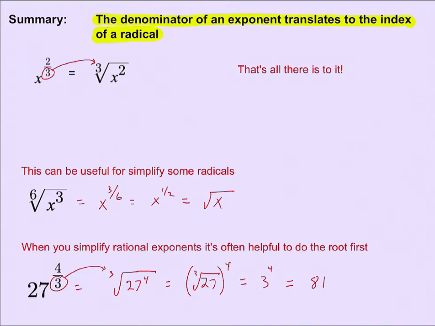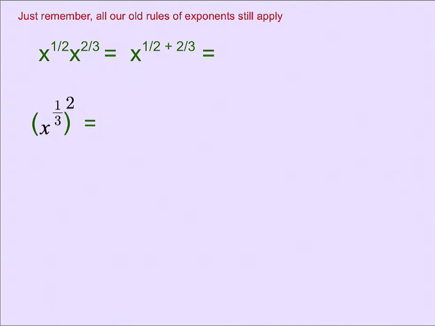One thing to keep in mind, last little bit here, is that old rules of exponents still apply even to rational exponents. So x to the 1/2 times x to the 2/3. What I'm doing here is we would call this the product of two powers, or multiplying two powers together. We know that we're supposed to add the exponents. So x to the 1/2 times x to the 2/3 would be x to the 1/2 plus 2/3.